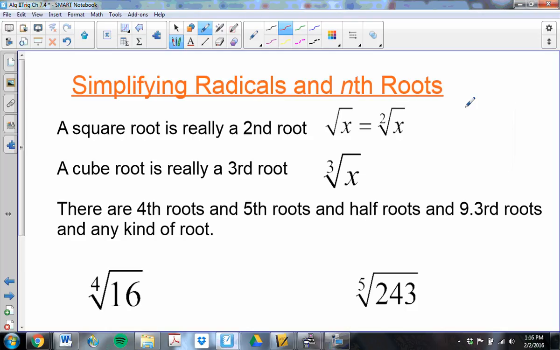Today we're going to talk about simplifying radicals and nth roots. We'll do multiplication, division, and talk about addition and subtraction later. A square root is actually a second root, right?